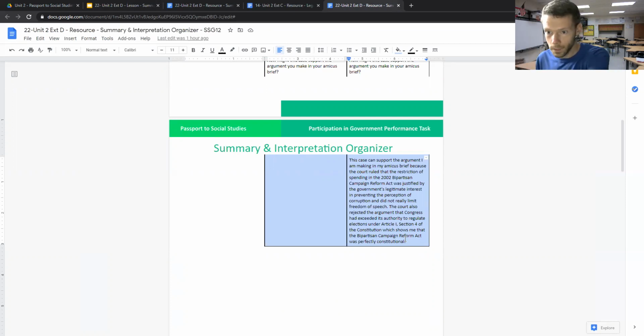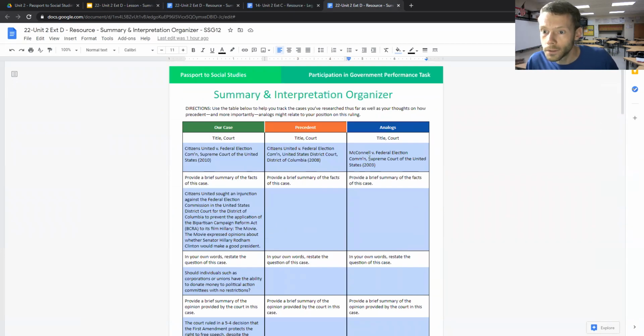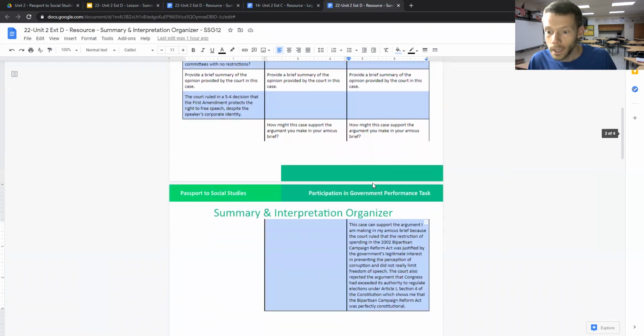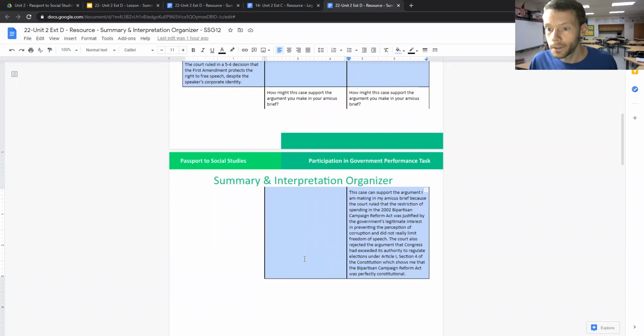And for this example, the example that I used was the case McConnell versus the Federal Election Commission in 2003, decided a year after the Bipartisan Campaign Reform Act of 2002. The case can support the argument I'm making in my amicus brief because the court ruled that the restriction of spending in this law was justified by the government's legitimate interest in preventing the perception of corruption and did not really limit freedom of speech. The court also rejected the argument that Congress had exceeded its authority to regulate elections under Article 1, Section 4 of the Constitution, which shows me that the Bipartisan Campaign Reform Act was perfectly constitutional.